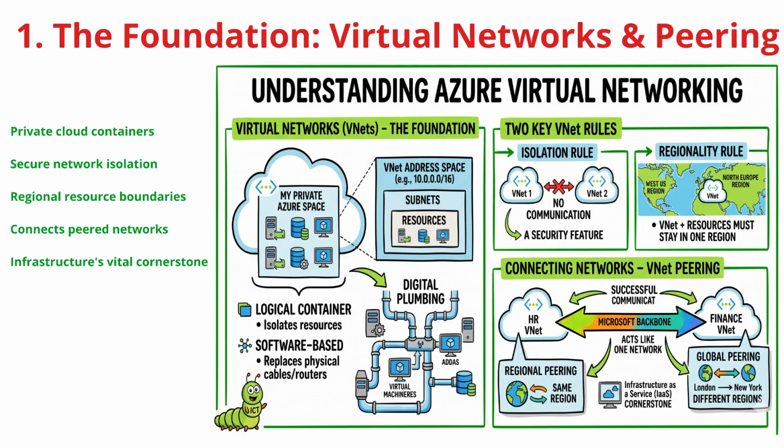Just remember the two golden rules. Isolation keeps your data private by default, and regionality ensures your VNet stays in its home region. Need different departments to talk? VNet peering is your bridge. Whether they are in the same building or across the globe, peering lets your networks communicate securely as one. It is the true cornerstone of your cloud infrastructure.